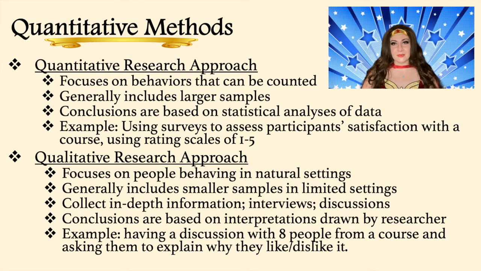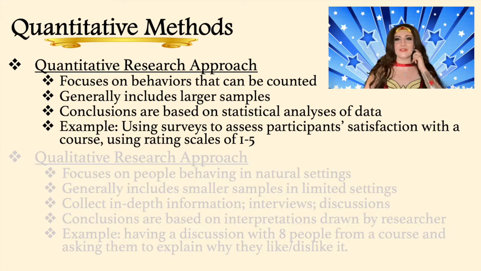So in other words, the researchers have to use their own perception, and sometimes that could be subjective, of the behaviors that they're observing. For example, going back to the same question about rating a course, in a quantitative way, we would give people a survey and say, hey, rate this course from 1 to 5. But in a qualitative approach, we would actually have a discussion with a small group of people from the course and ask them to explain why they like or dislike the course. So again, we have a smaller sample size. We have only 8 people from, let's say, a class of 100, but we are able to have a more in-depth conversation about why they like it or dislike it. Whereas with a survey, we would be able to collect 100 surveys and 100 ratings of the course, but we wouldn't really be able to understand why they gave the rating that they did.